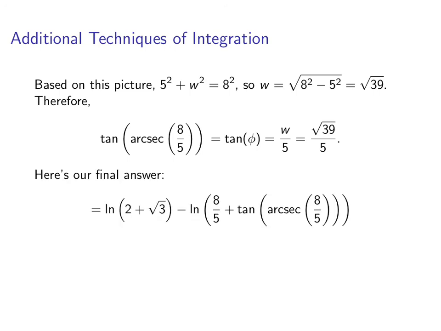All right, now we can give our final answer, should look like this, and then we can replace the tangent of arcsecant of 8/5 with something a little bit more palatable. And that's it. That's going to be our final answer. Nothing else left to do. Okay, that's all for now.